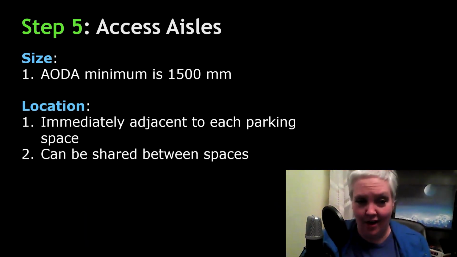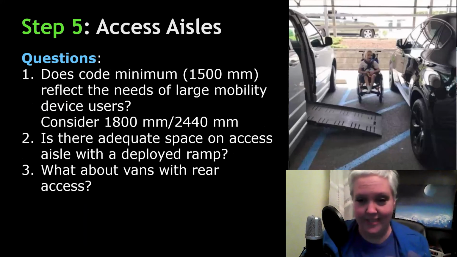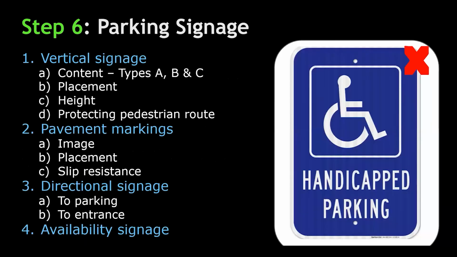Access aisles are an important part of making sure you can get from the parking spot up onto the passenger sidewalk. For example, in this picture, you usually see painted lines beside the accessible parking. And if people don't respect those painted lines, as we see in this picture, or if the size of the access aisles is not wide enough, how does somebody get onto the ramp for a side access to their van? Is there appropriate space? What about if the van had rear access?